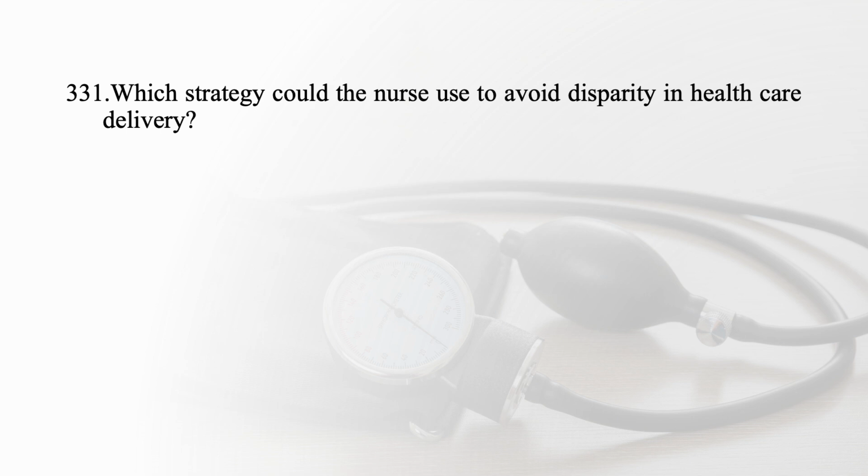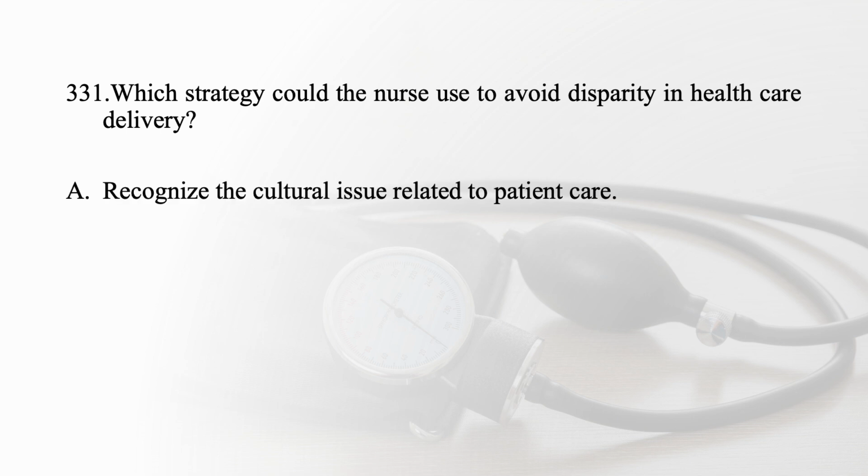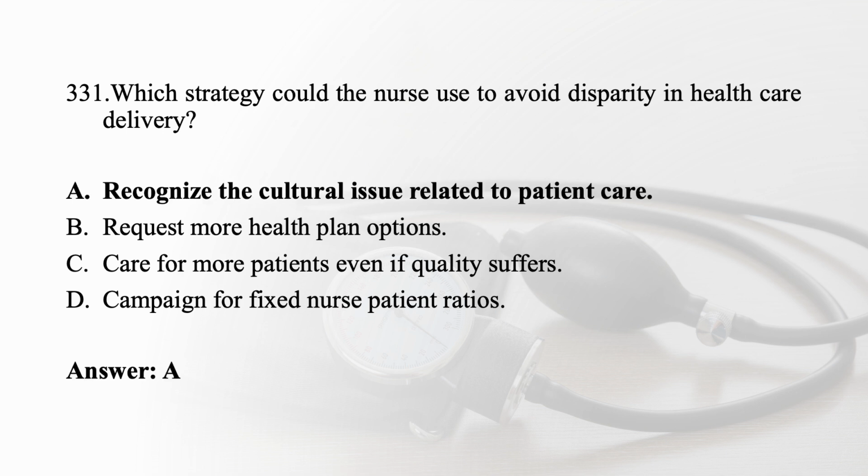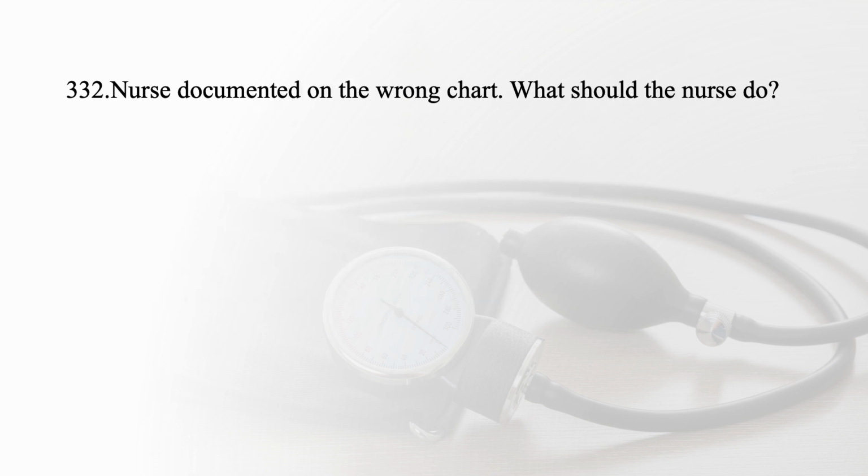Question number 331. Which strategy could the nurse use to avoid disparity in healthcare delivery? Option A, recognize the cultural issue related to patient care. Option B, request more health plan options. Option C, care for more patients even if quality suffers. Option D, campaign for fixed nurse-patient ratios. The correct answer is option A, recognize the cultural issue related to patient care.